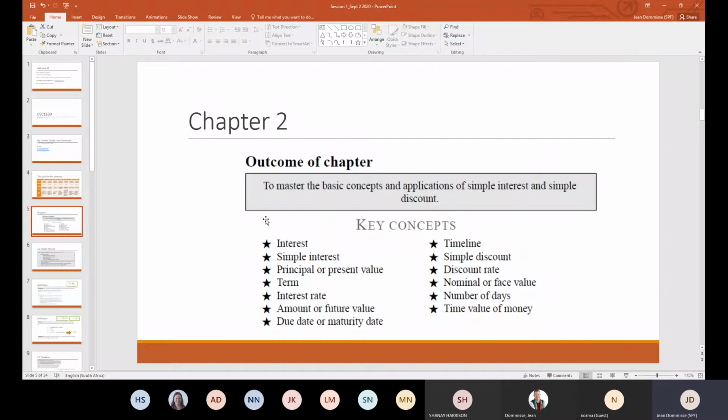So chapter 2 is basically simple interest. In the exam, you will probably get one or two questions on it. What I've seen in my experience, it's mostly a simple discount question that we normally ask, but there can be a simple interest question as well. It's seldom that there are both of them, but I think it's important.